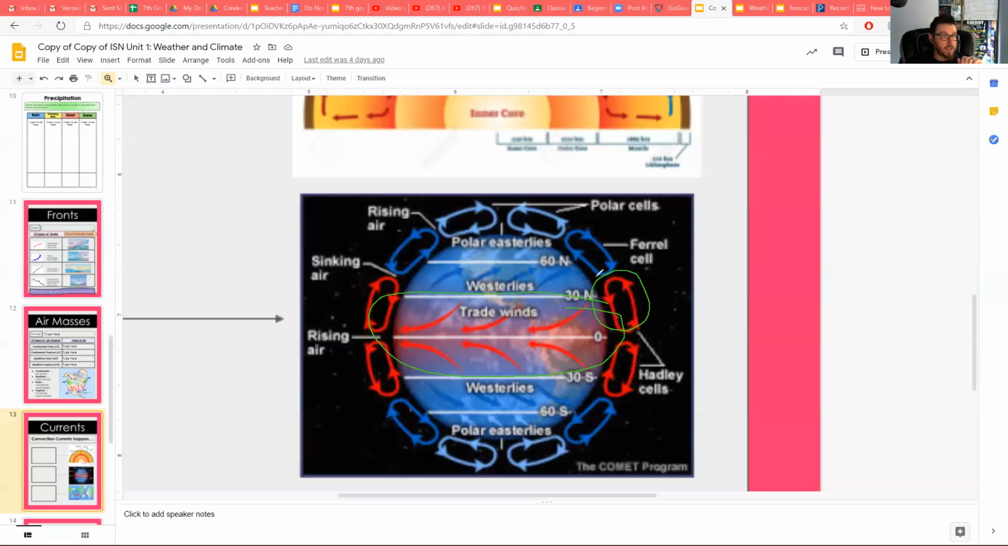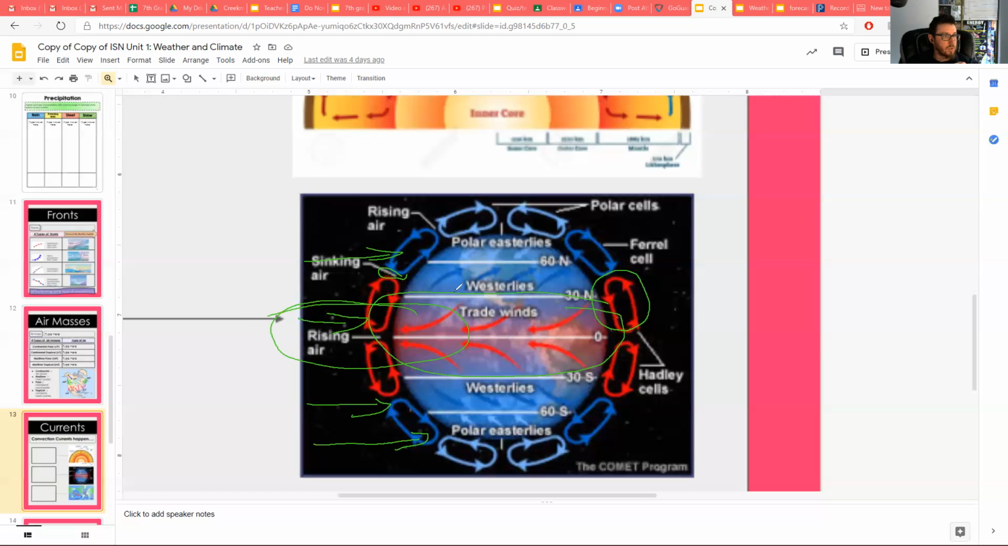Now right here, where it says sinking air, some of this heat gets transferred over to this one. Just a little bit, not a lot. And it helps to drive this convection current as well. We all know, obviously, that the sun is striking the Earth in an uneven way. It's hitting here at the equator more directly, more often, all the time, straight on. So the equator is the hottest.